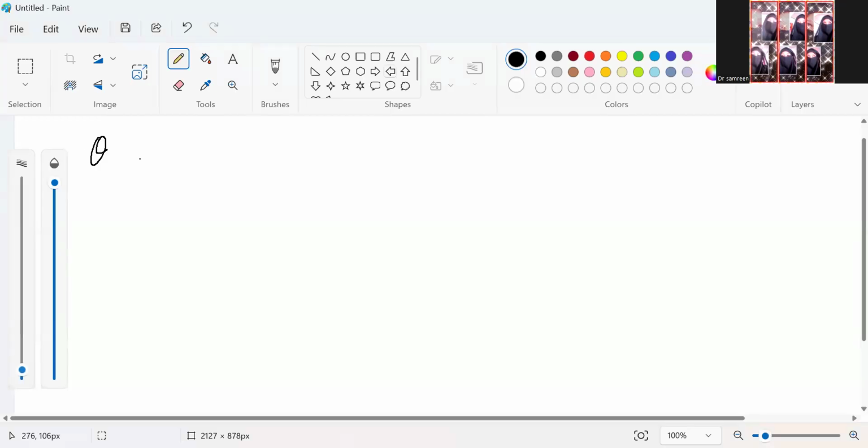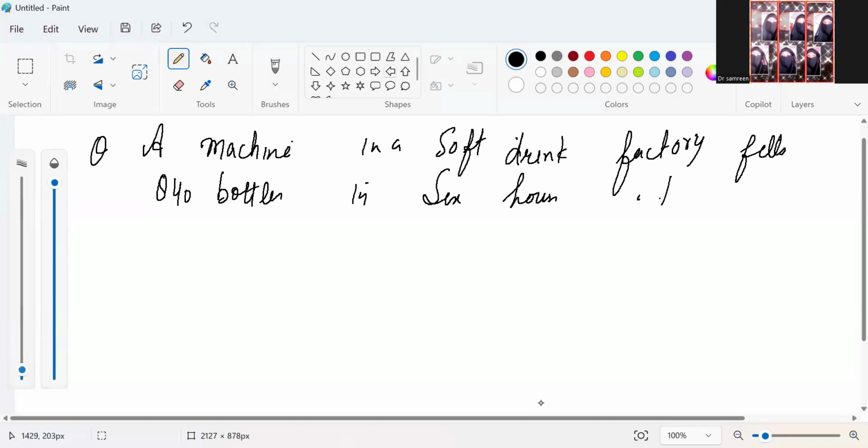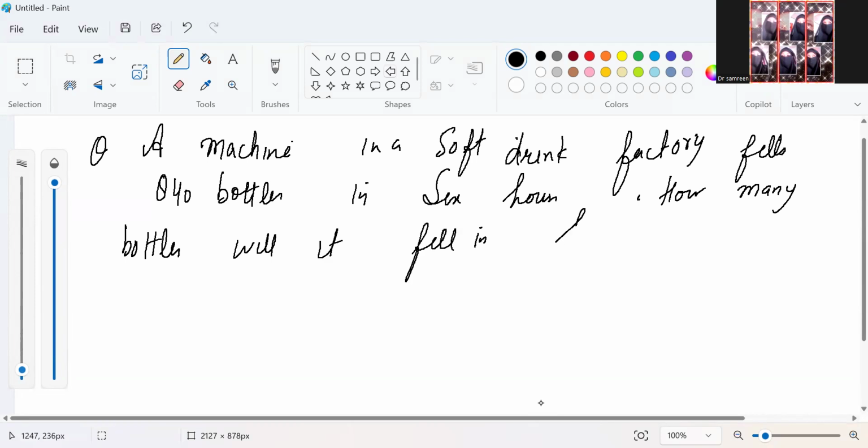So question is, few more questions we will do. A machine in a soft drink factory fills 840 bottles in 6 hours. How many bottles will it fill in 5 hours?